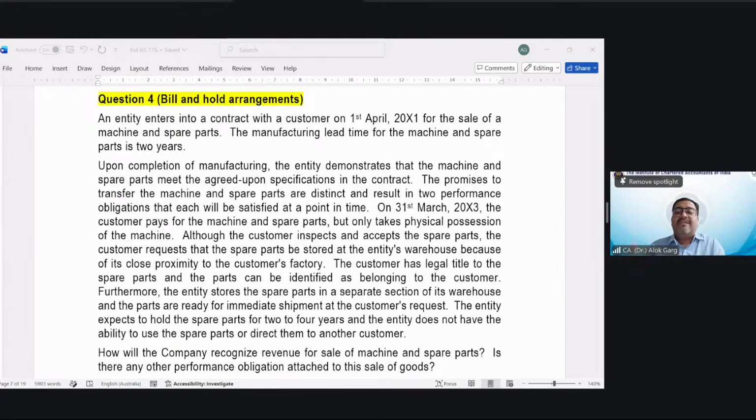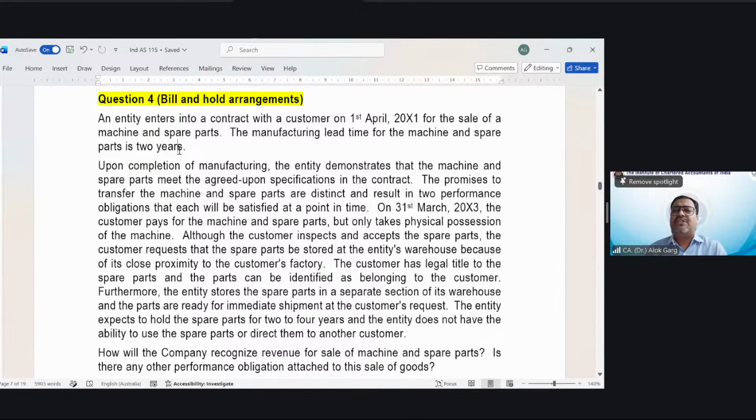If these conditions are satisfied, you can say that there is a bill and hold arrangement, and you have to consider this product and the storage service or holding service as a separate performance obligation, and you have to allocate the transaction price into these two performance obligations. I hope you guys have been able to understand or recap these four conditions of bill and hold criteria.